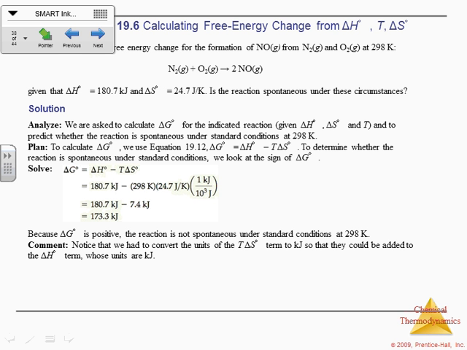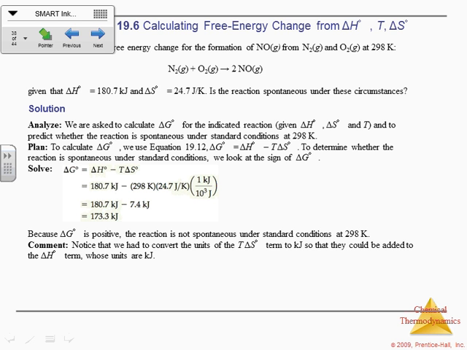So they basically did the same thing. They just showed the extra step where they took 1 kilojoule divided by 1,000 joules, and they converted that into kilojoules. So you end up with the 180.7 minus 7.4, and that's going to be 173.3.